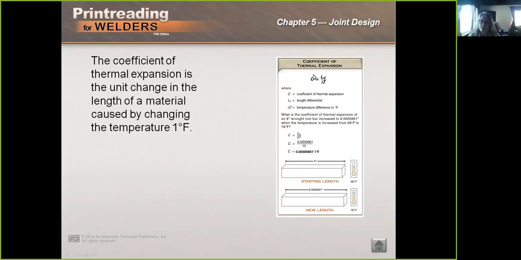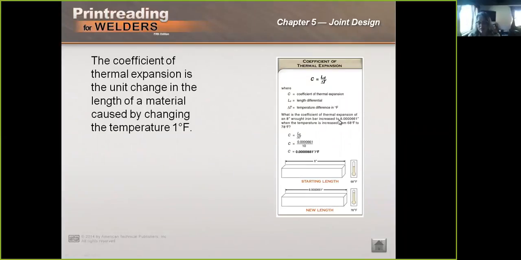And so our coefficient of thermal expansion is equal to our length differential, our change in length per degree Fahrenheit. So we take our change in length and we divide it by the change in temperature that caused that change in length. So if we've got an 8-inch wrought iron bar that increased to 8.0000661 inches, when the temperature increased from 68 degrees Fahrenheit to 78 degrees Fahrenheit, what is the coefficient of thermal expansion? So we just take those numbers and we plug them in.